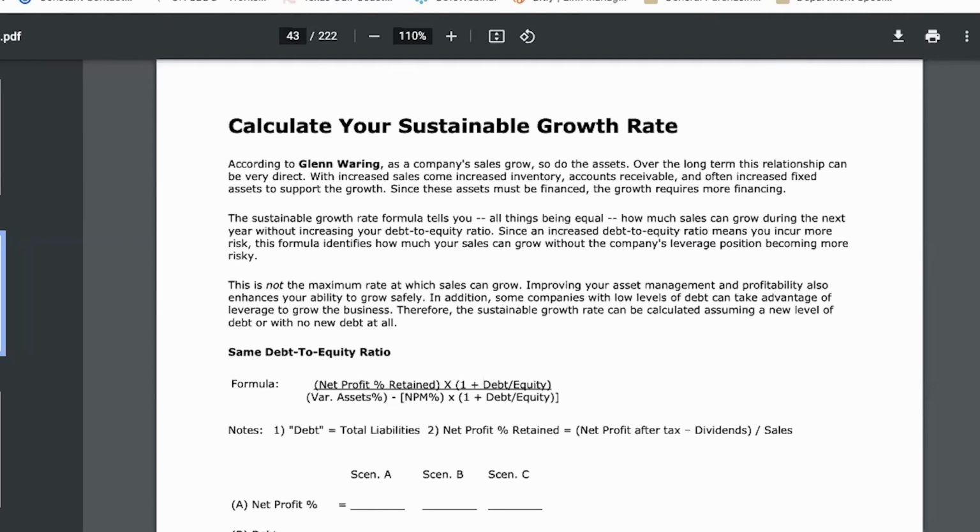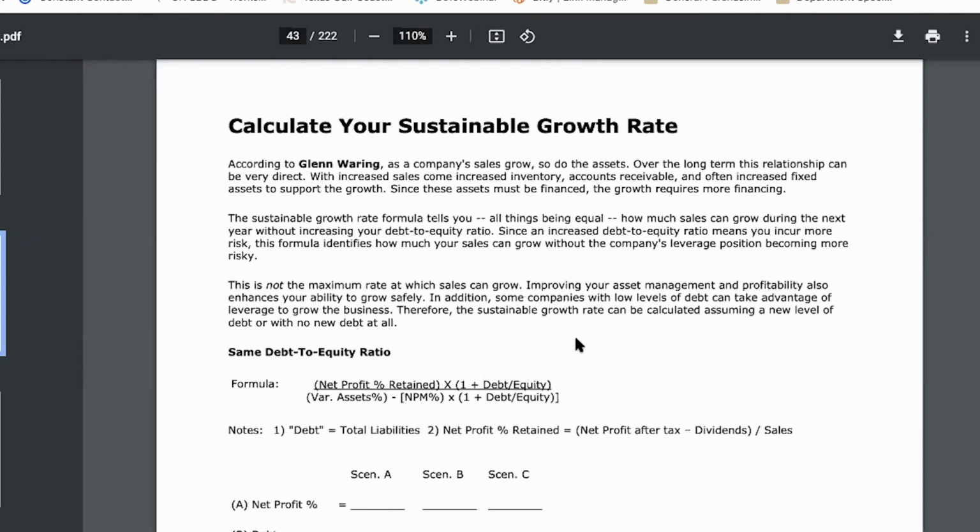Third paragraph: this is not the maximum rate of sales that your company can grow. So just like each of your cars are capable of going 120, 140 miles per hour, we don't drive that fast because it's not safe. So what we're calculating here is not the maximum speed rate of growth that your company could grow. We're calculating instead what is a safe rate of growth.